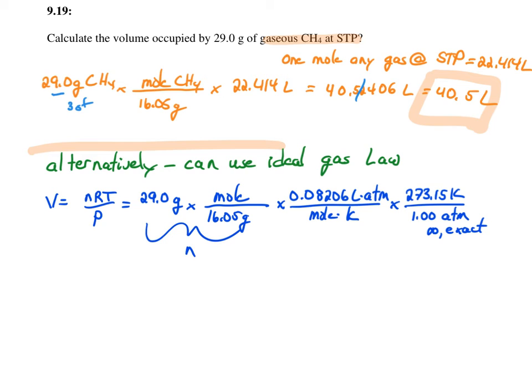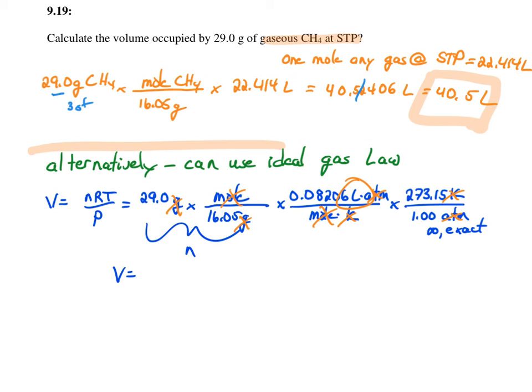So looking at our units, we see that grams cancel, moles cancel, atmospheres, K cancels, and liters survives, which is what we want in terms of our units.